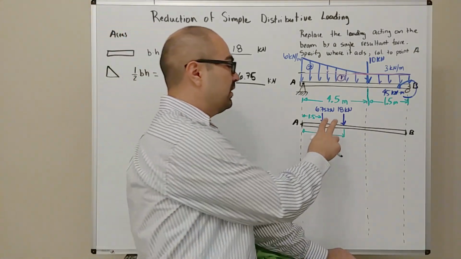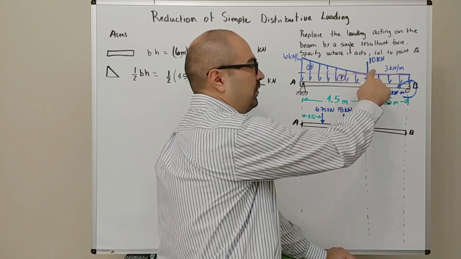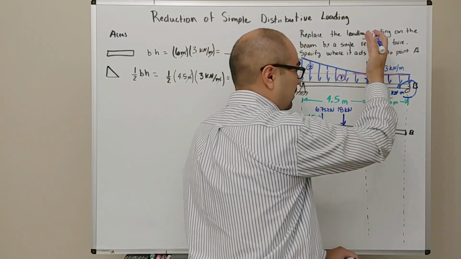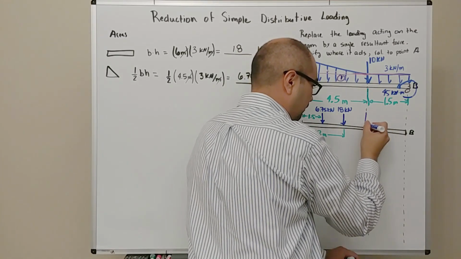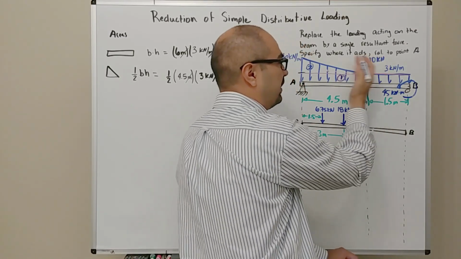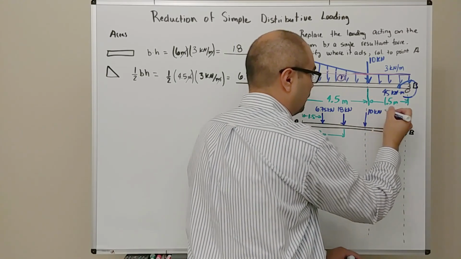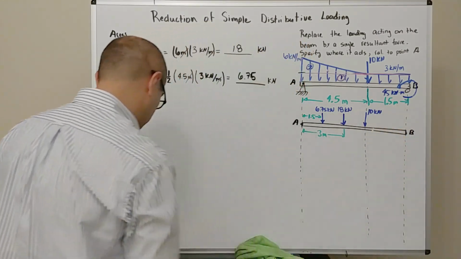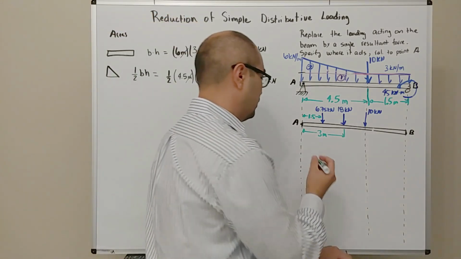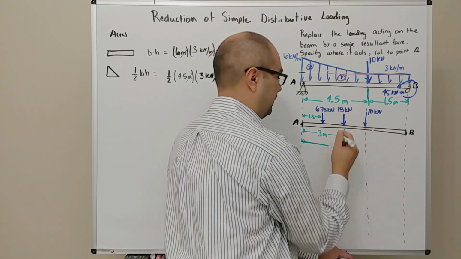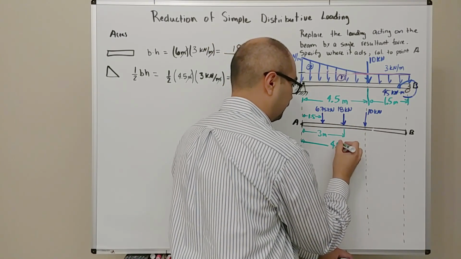But these are not the only loads that we have. We also have this 10 kilonewton load. So this one, I'm just going to put it over here. We're not doing anything yet. So we have 10 kilonewtons. The distance from point A to the 10 kilonewtons is going to be this original distance, 4.5 meters.